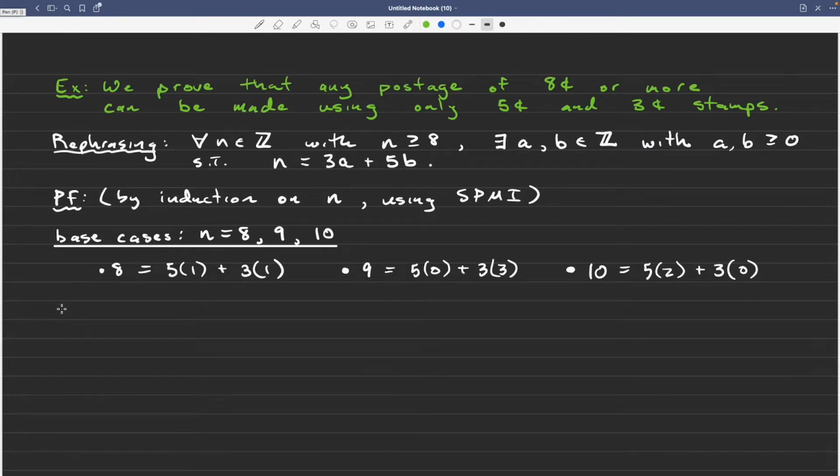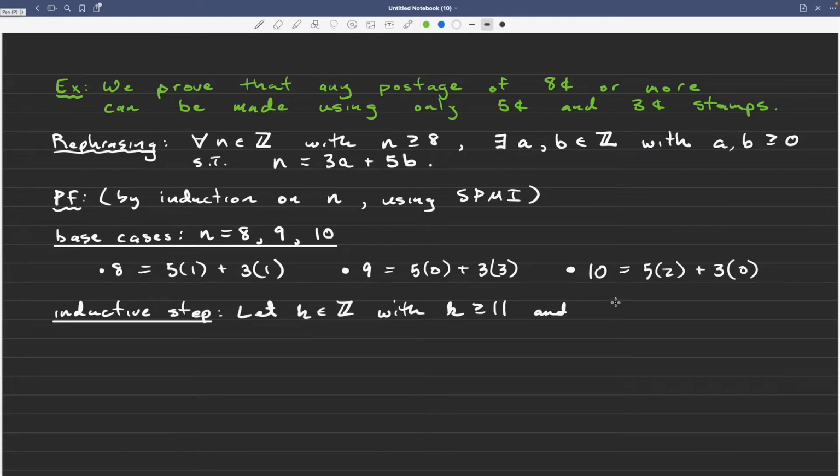Okay, so next, let's do the inductive step. I'm going to assume that my arbitrary k is greater than or equal to 11, having already established the 8, 9, and 10 cases. So let k be an integer with k greater than or equal to 11. So k could be 100, whatever, but I'm just starting at greater than or equal to 11, and you'll see why I'm starting at 11 rather than 8 in a moment.